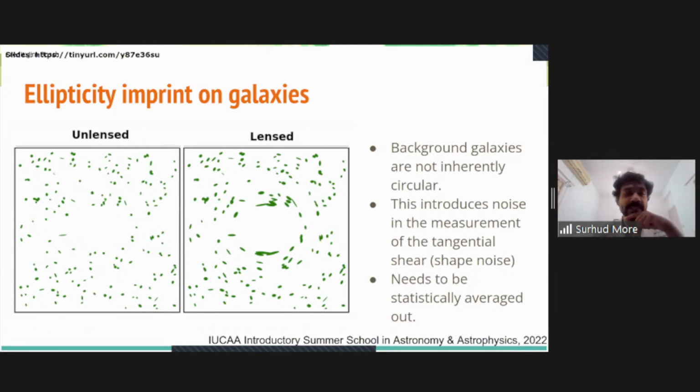This happens because these galaxies are almost experiencing the same potential from these central objects, right? And so that's why they are sheared coherently, in a coherent manner. And that's the reason you can statistically average it out and then figure out what this shear is.